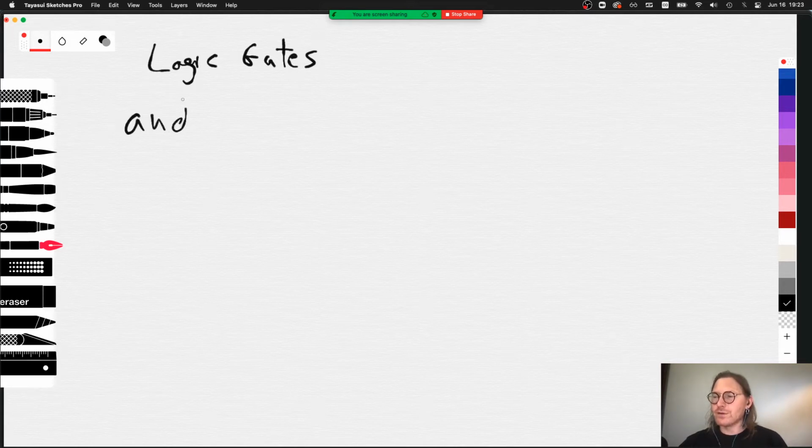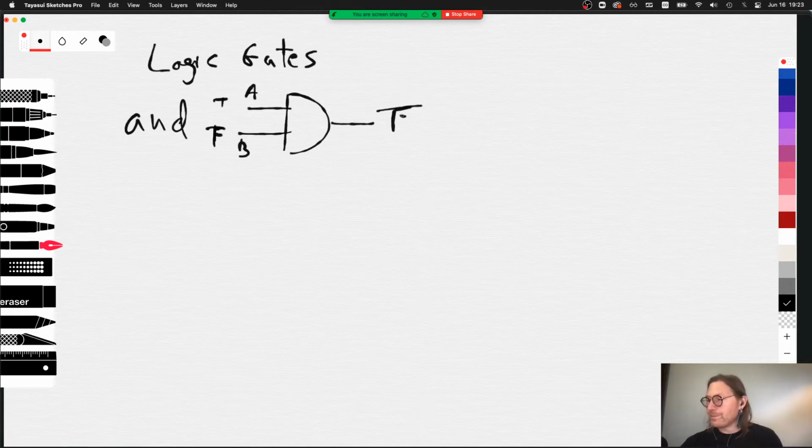So for AND, we have what we call an AND gate, and it looks like this. Here's our input A, here's our input B, and here's our output. In here is the A and B. So if A receives true and B receives false, of course, the output is going to be false. If A is true and B is true, the output is going to be true. This is just a visual representation of the same kind of thing that we've been talking about.